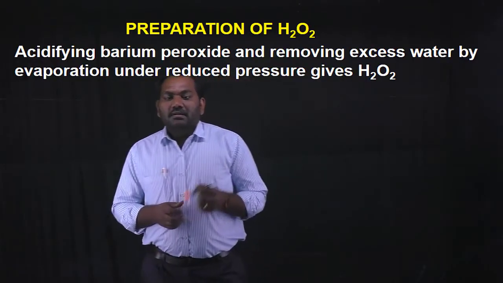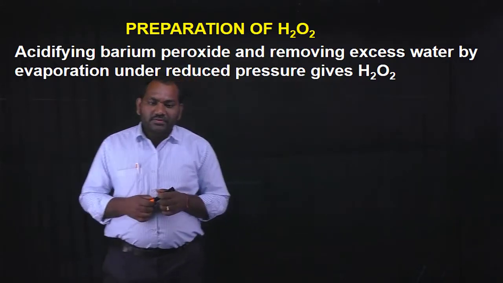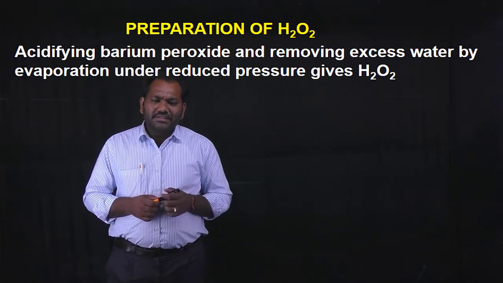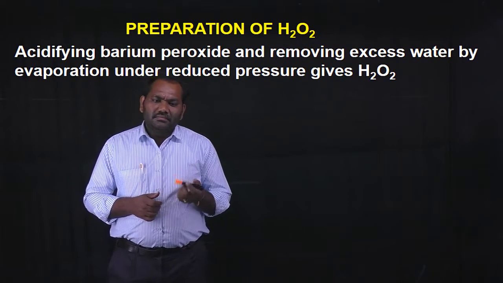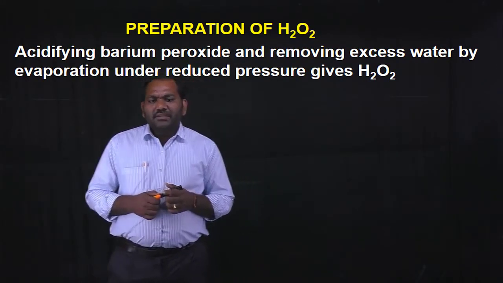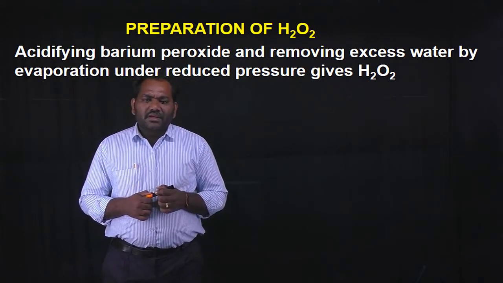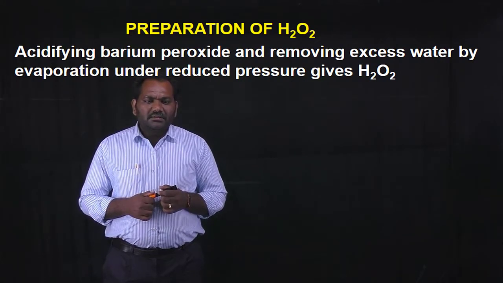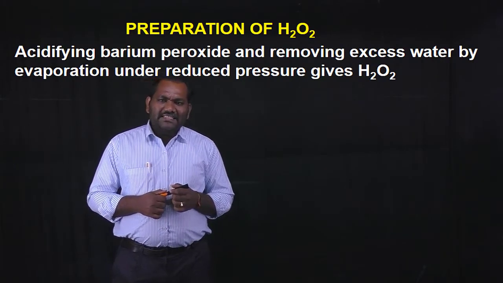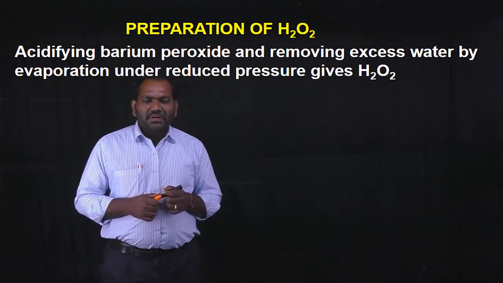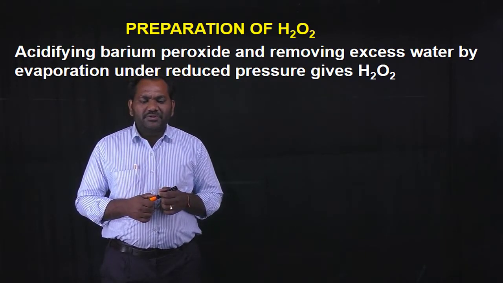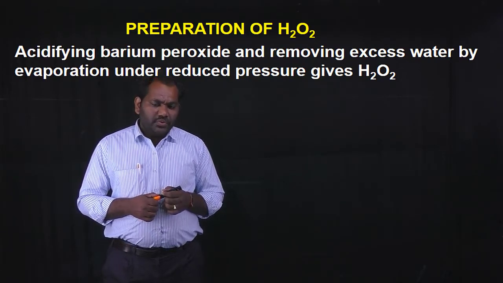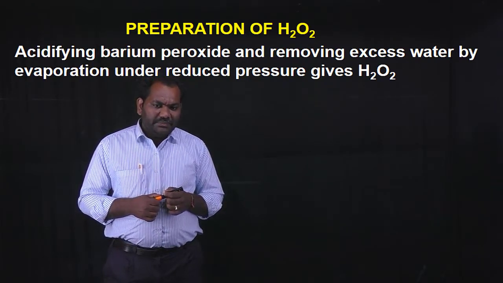Okay. Let's discuss the preparation of H2O2. This can be prepared in different ways. The first method is from barium peroxide. Here, barium peroxide is acidified with H2SO4 and then the excess water is removed by a simple evaporation process under reduced pressure. We will get H2O2, that is nothing but hydrogen peroxide.